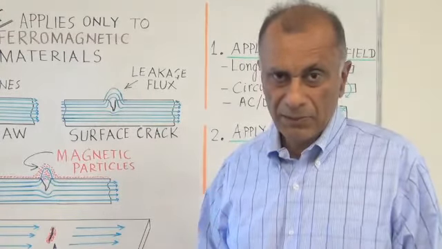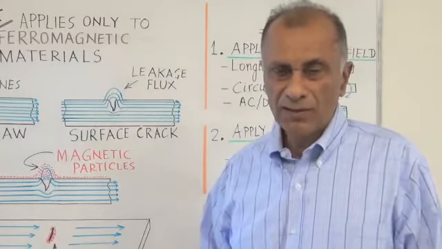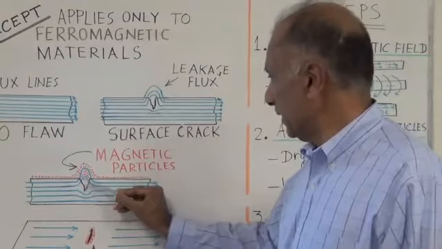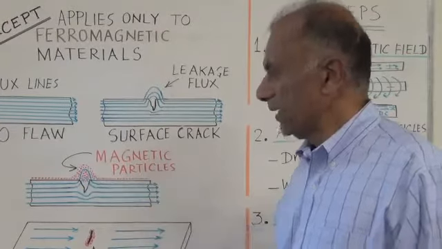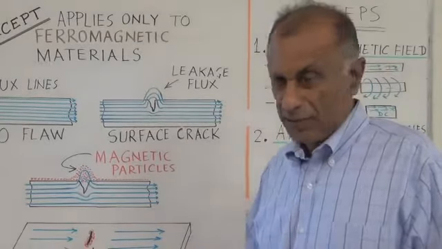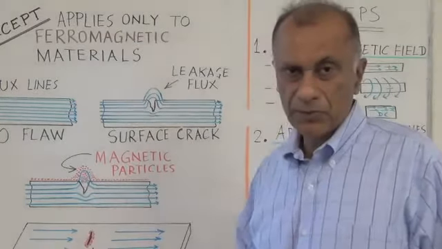Magnetic particles are sprayed on the surface either in the dry form or suspended in a liquid. Here we see the part with the crack. The crack produces a leakage flux, which is shown here, and then the particles are attracted to the leakage flux area, and that's how we pick up the indication produced by the crack.